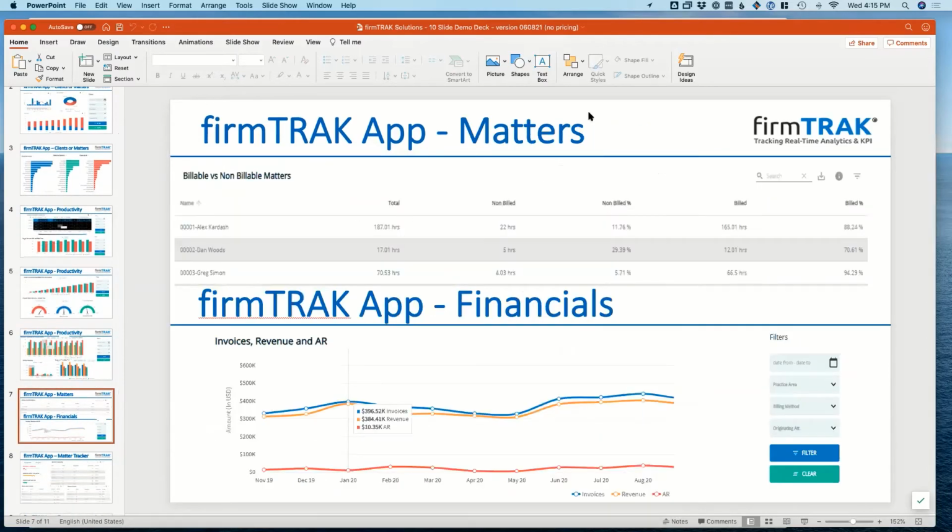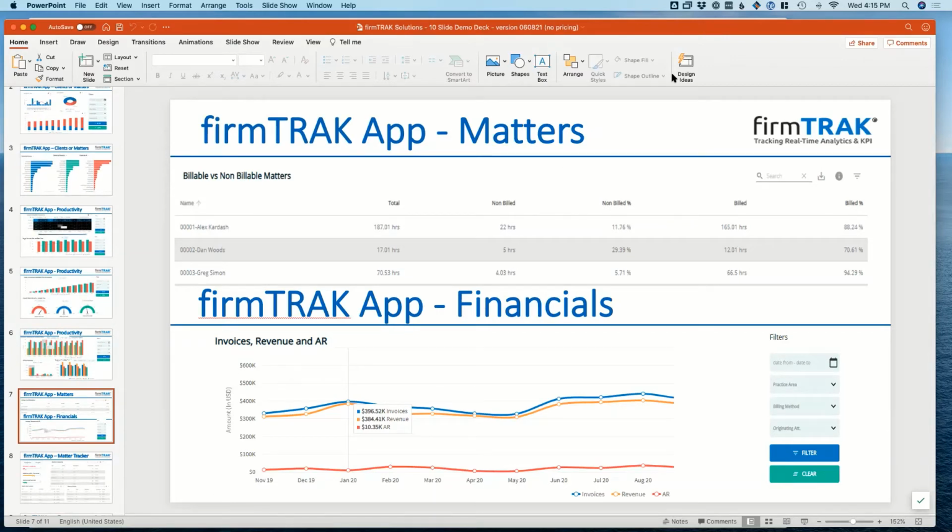When you take a look at our Matters tab, we've added a few functions here that help firm management make decisions on individual performance of associates and paralegals based upon work in progress. Most of the time, law firms typically will focus upon the total amount of billed hours. We've had some questions at firmTRAK on the utilization of employees and how they're actually collecting their time, and of this time, which is not billed.